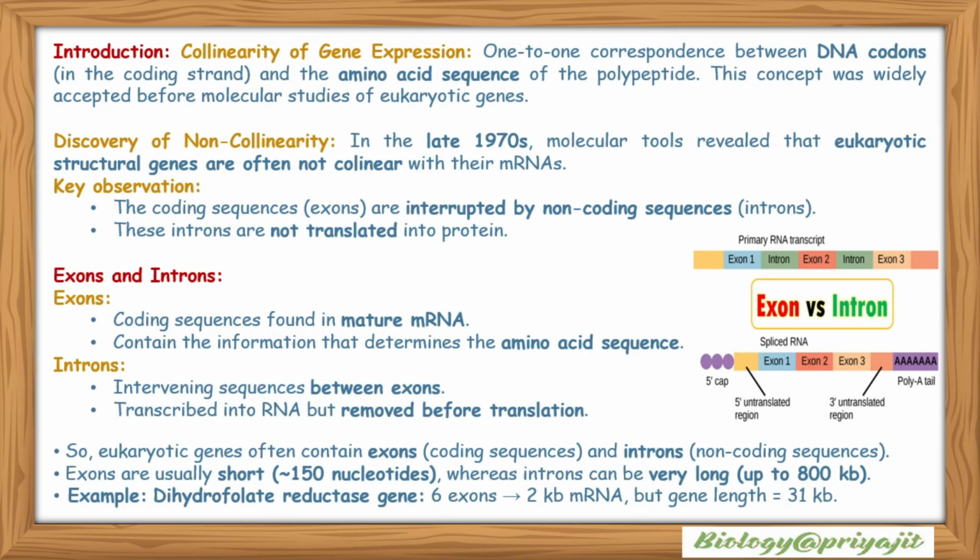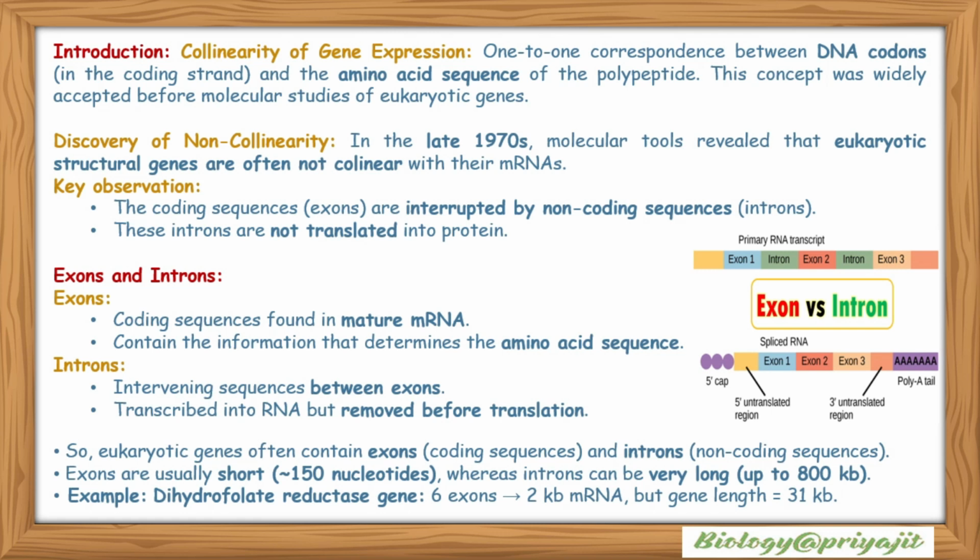To introduce the concept, we first have to know about the collinearity of gene expression. What is it? One-to-one correspondence between DNA codons, which are present in the coding strand, and the amino acid sequence of the polypeptide. So this concept was widely accepted before the molecular studies of eukaryotic genes.